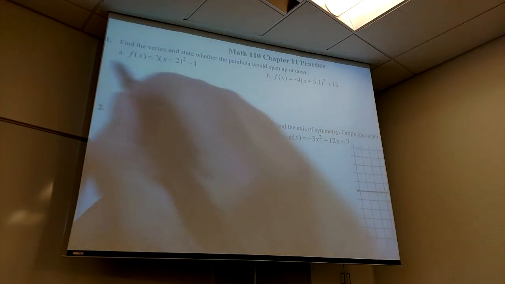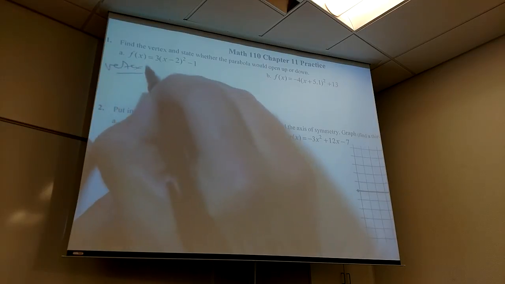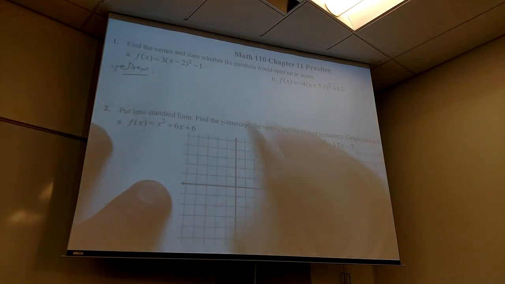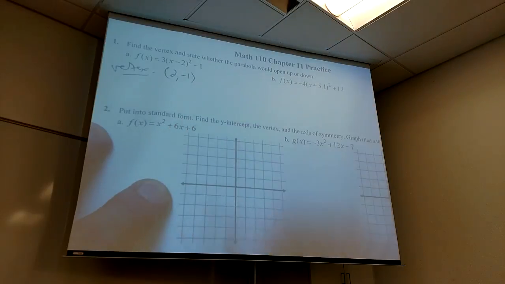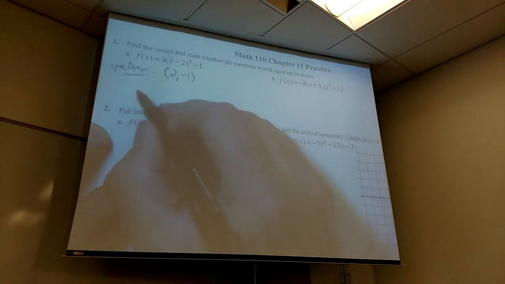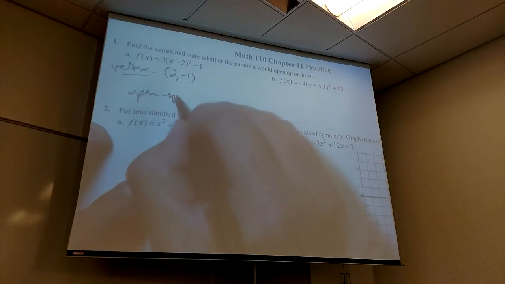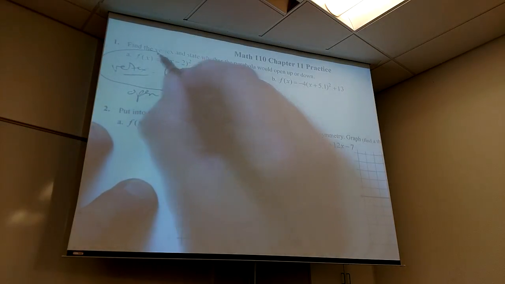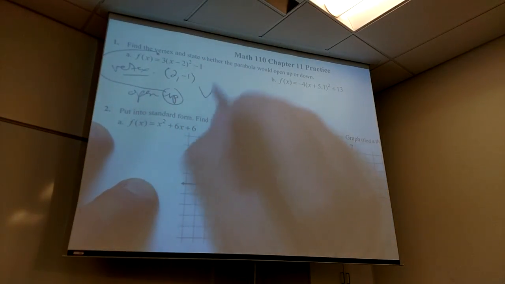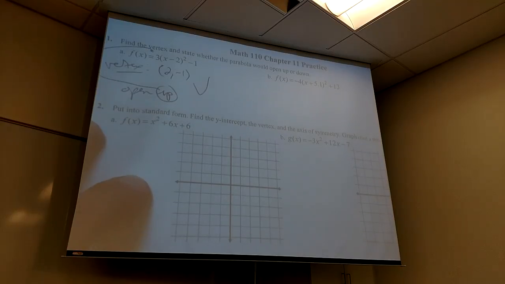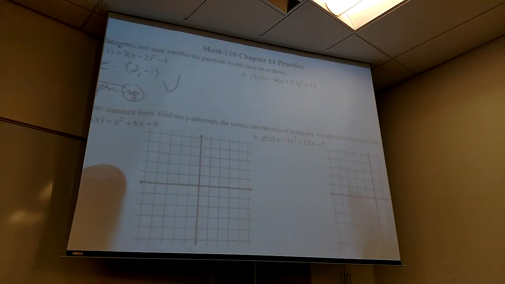So here, what's the vertex for this guy? 2 and negative 1. Yeah, 2, negative 1. I love it. And will it open up or down? Up, because the 3 is positive. I like it. Up. It looks like that. Done. What's this guy's vertex?